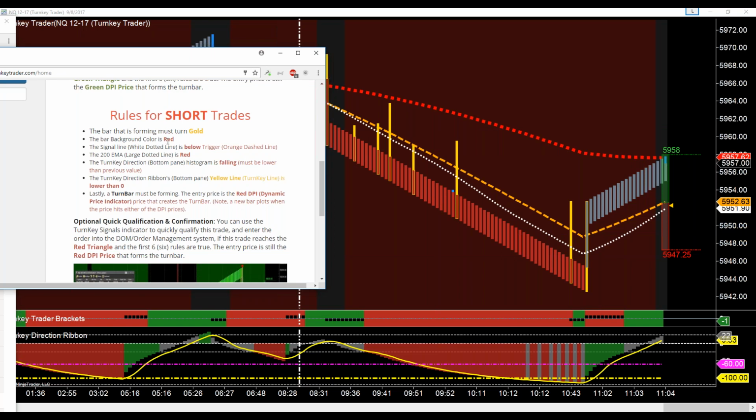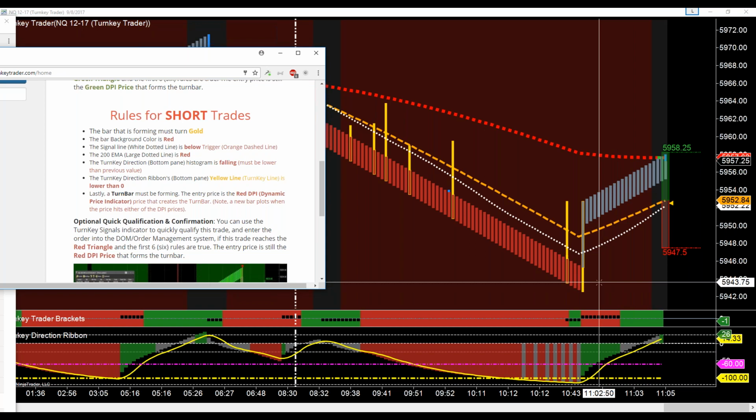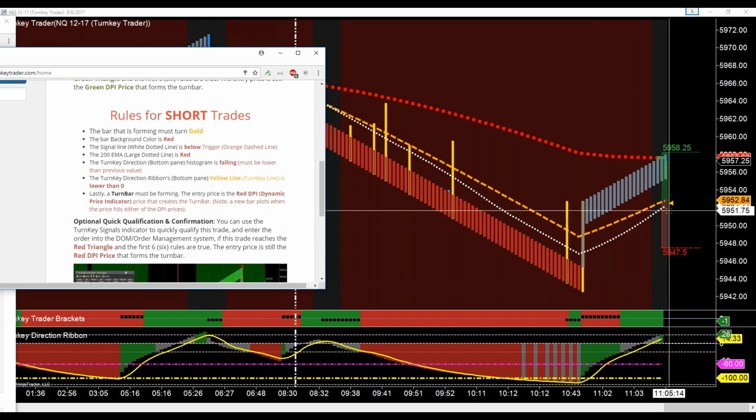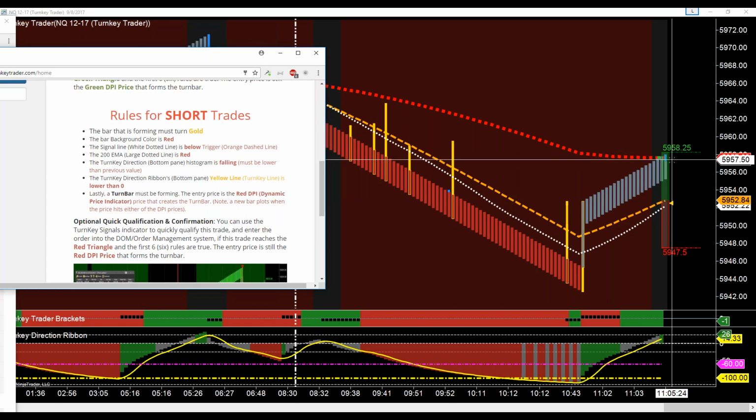The bar background color is red, which it is not at the moment, and that's because our yellow line creeped above 0. So we're outside of the realm of our bounce trade. But I just want to go over this for an example. We have our white signal line below the orange trigger line, and these are both below the 200 EMA. And the 200 EMA was plotting red as well. It does have a little smidgen of green in there.